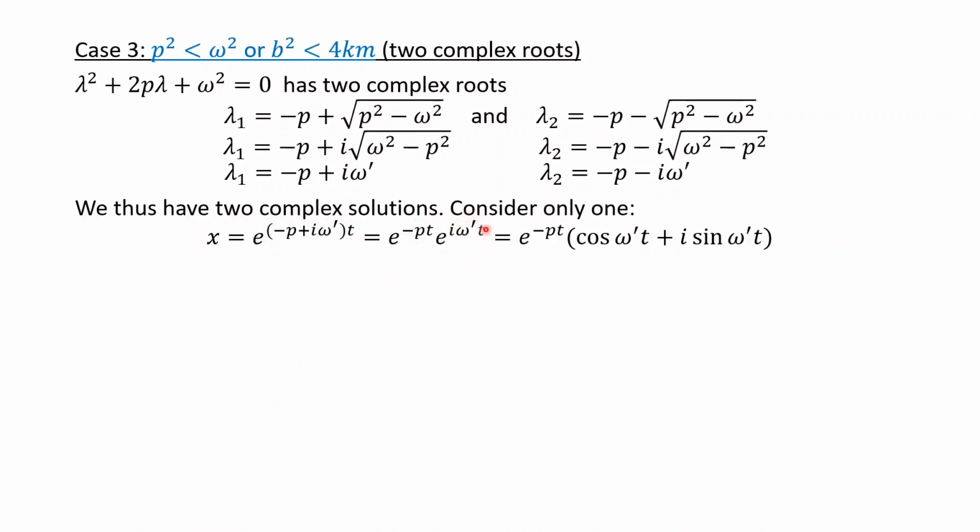And now, because of what is arguably the most extraordinary formula in mathematics, this we can write as cosine omega prime t plus i sine omega prime t, due to the infamous Euler formula. I can rearrange it and get a real part and an imaginary part. Okay, and now how do we proceed from here?